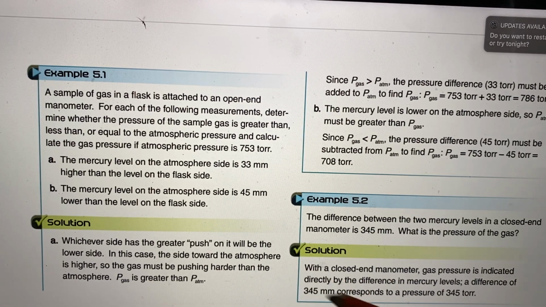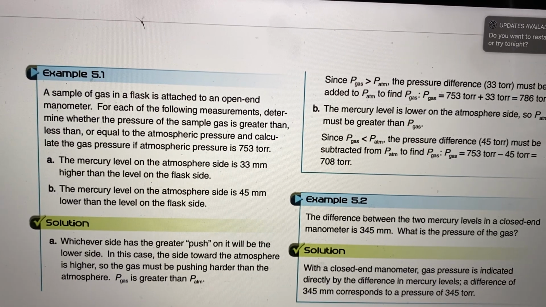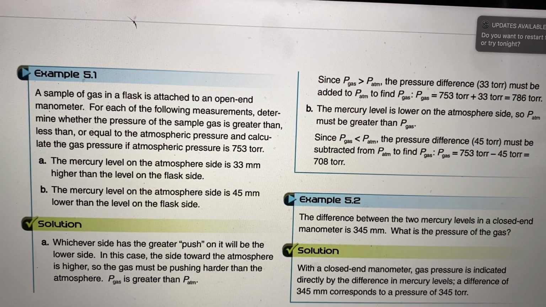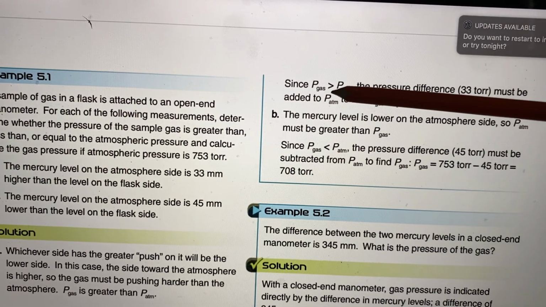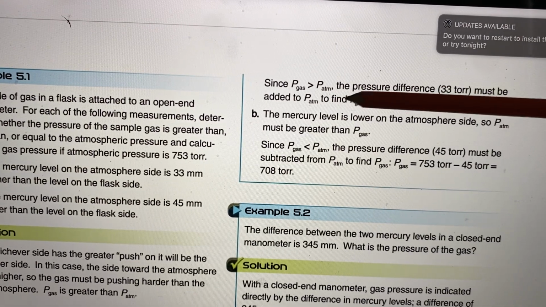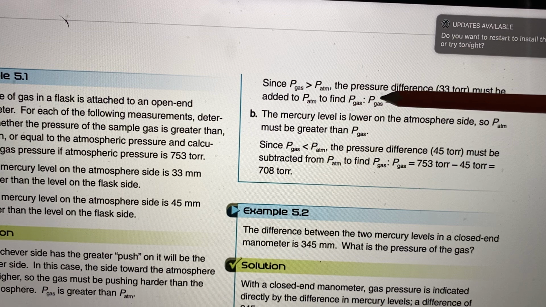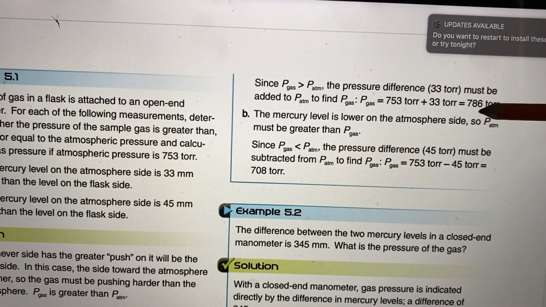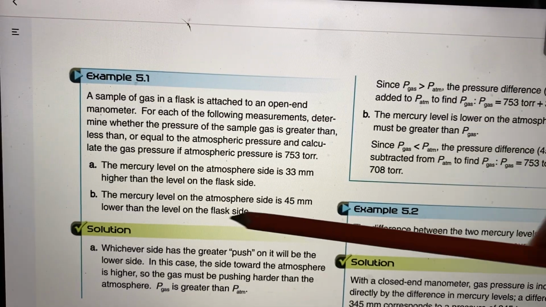Whichever side has the greater push on it will be the lower side. So in this case, the side towards the atmosphere is higher. So the gas must be pushing harder than the atmosphere and is greater than atmospheric pressure. The pressure difference is 33, so we must add. If it's greater, then we must add: 753 plus 33 torr equals 786 torr. We had to add. So now let's go on to B.